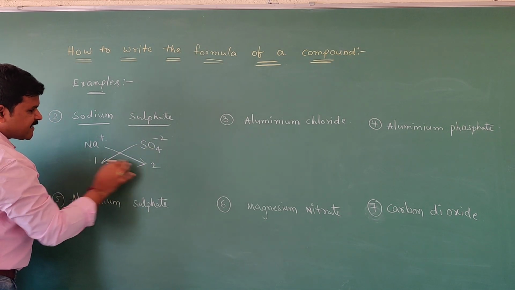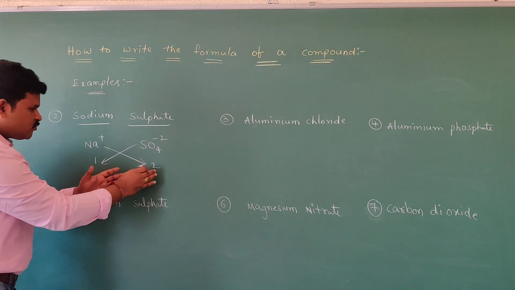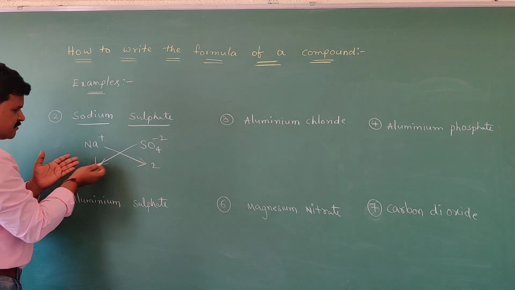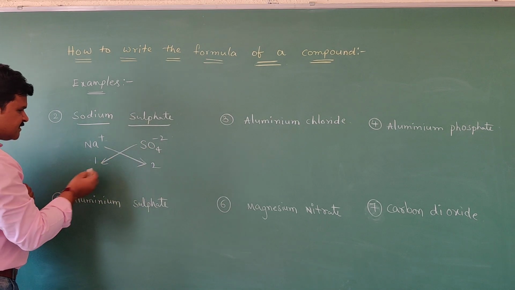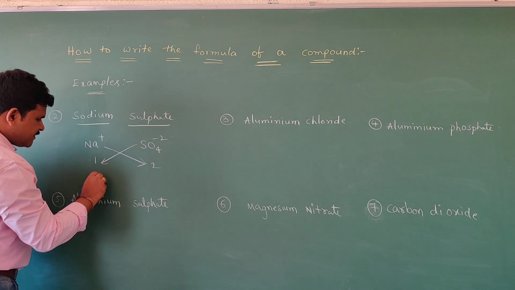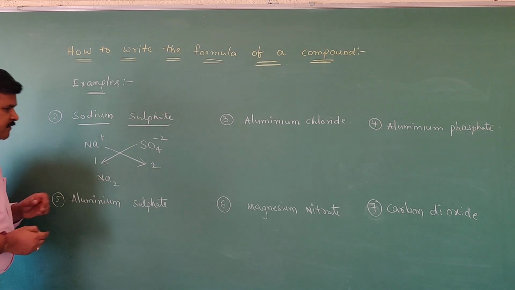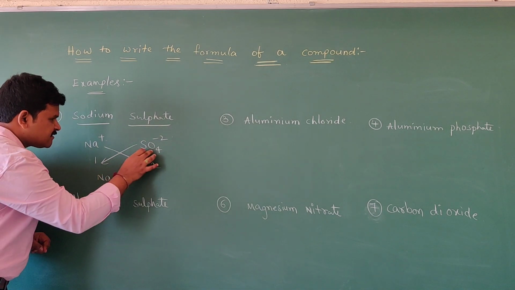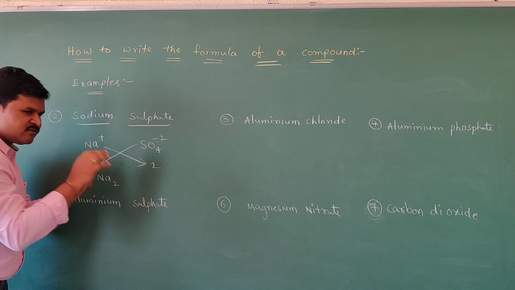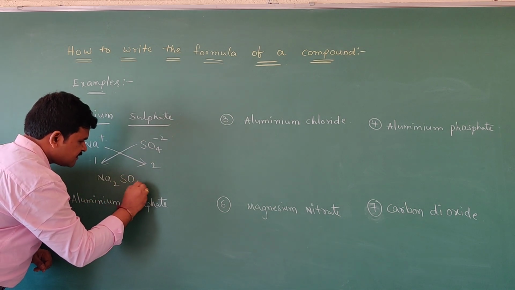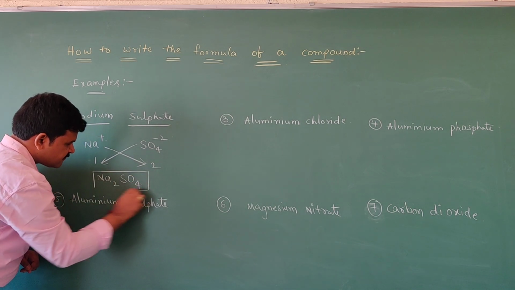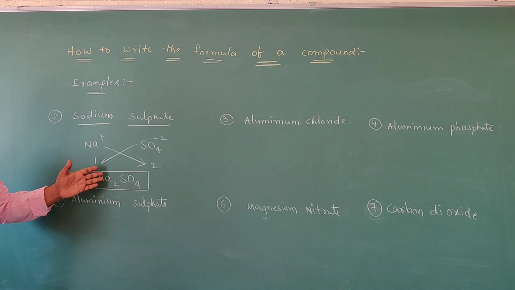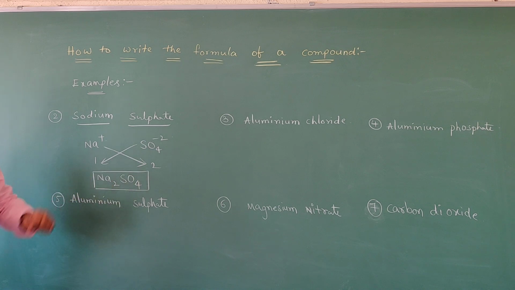Here we don't have any cancellations. If 2 and 4 are there, we can do cancellation. If 3 and 6 are there, we can do cancellation. But here, no cancellation. So how many Na? Na2. SO4 as a whole belongs to one group, so SO4 is only one, so no need to write a separate bracket. This is the formula of sodium sulfate. So we have to write Na2SO4 instead of NaSO4.